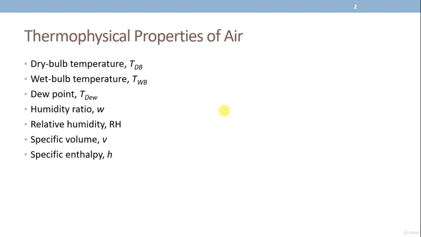The most obvious one that comes to our mind whenever we describe air is temperature. But if you take a look over here, when we talk about temperature, there are 3 types of temperature. And another common property that we often use to describe air is humidity. But there are actually 2 types of humidity. So what's the difference between these 2? And lastly, we will also talk about specific volume and specific enthalpy.